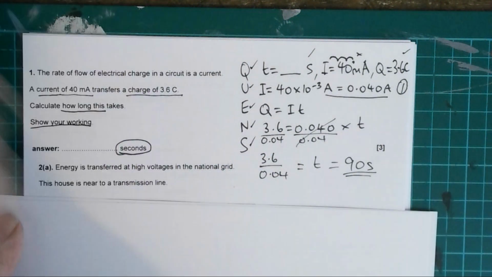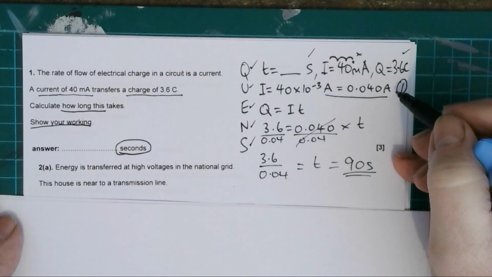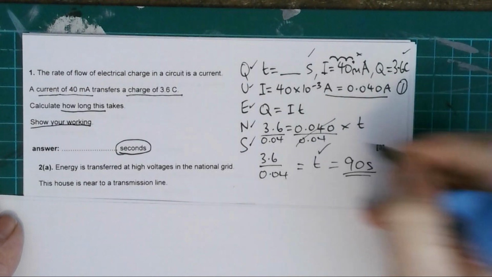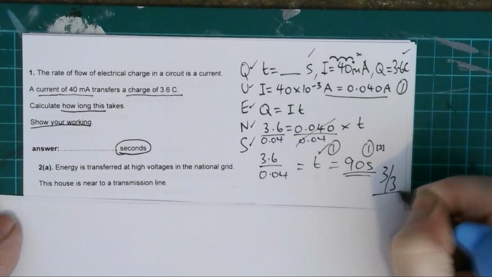You get 1 mark for showing your conversion, you get a mark for rearranging your equation correctly, and you get a mark for the answer. 3 out of 3.